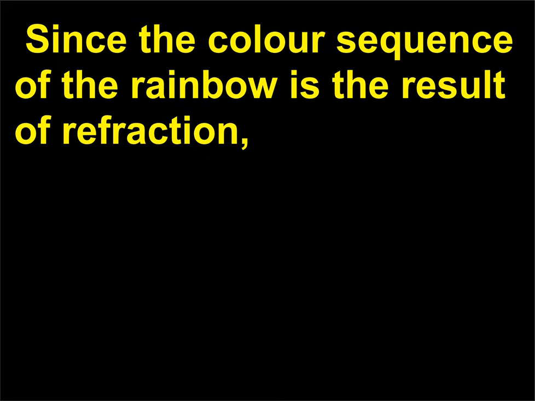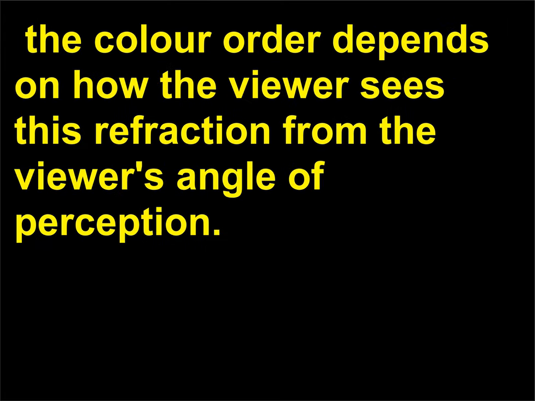Since the color sequence of the rainbow is the result of refraction, the color order depends on how the viewer sees this refraction from the viewer's angle of perception.